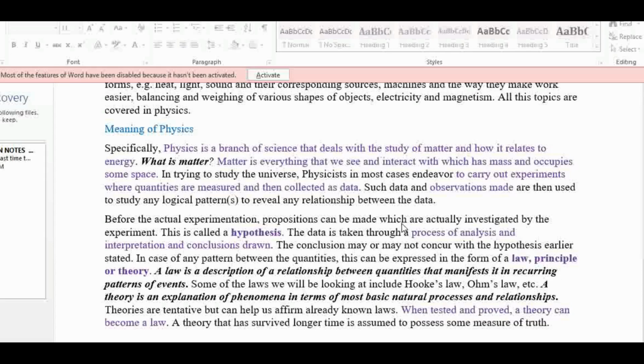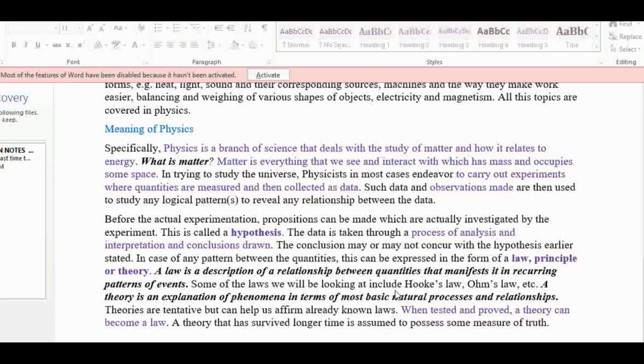A law is a description of the relationship between quantities that manifest in the recurring pattern of events. Some of the laws we will be looking at include Hooke's law, Ohm's law, etc. And therefore, a theory is an explanation of a phenomenon in terms of the most basic natural processes and also the relationship. So there are several theories that we are also going to look at.